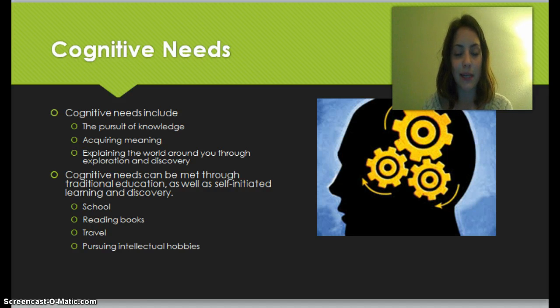These cognitive needs can be met in a variety of ways, such as through traditional education, as well as through self-initiated learning and discovery. So for example, you may meet your cognitive needs through school, perhaps by reading books, through travel, where you're exposed to new cultures and languages, or maybe by pursuing intellectual hobbies or other experiments in your day-to-day life.